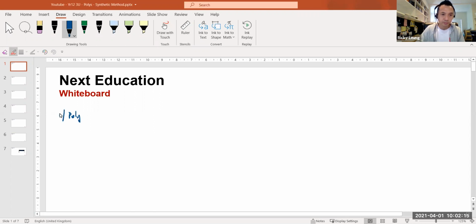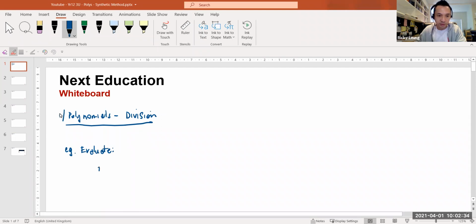Polynomials. Division. Now traditionally, let's just dive right into it. There's no theory that needs to be done. So if I say to you, evaluate, in other words, find the value, let's do the first example.